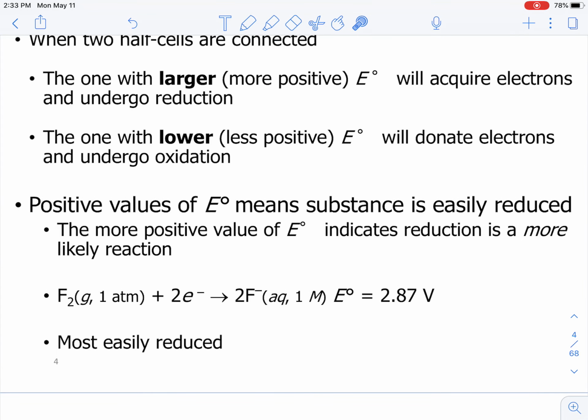And so looking at this half reaction, here we have fluorine gas at 1 atmosphere, so we're under standard conditions. And so if this fluorine gas were to gain 2 electrons, the potential is going to be 2.87 volts. And so since this value is positive, then that's telling us that reduction is more likely to occur.